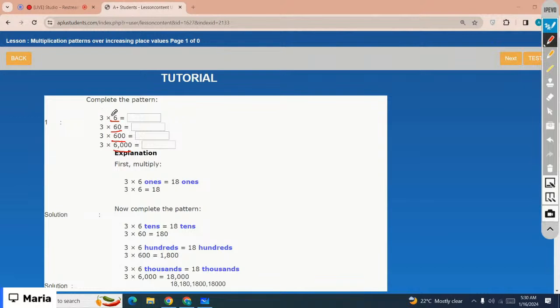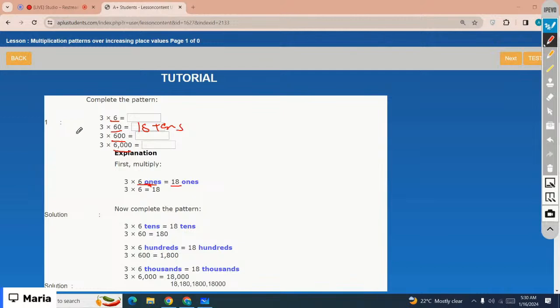You have 3 times 6, that is 6 ones. 6 times 3 is 18, so you have 18 ones. The correct option is 18 ones. Then you have 60 times 3. Here you have 6 tens. 6 times 3 is 18, and you add a 0, so that means you have 18 tens.